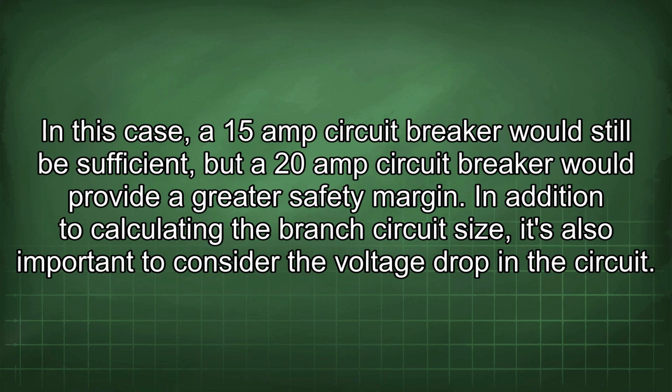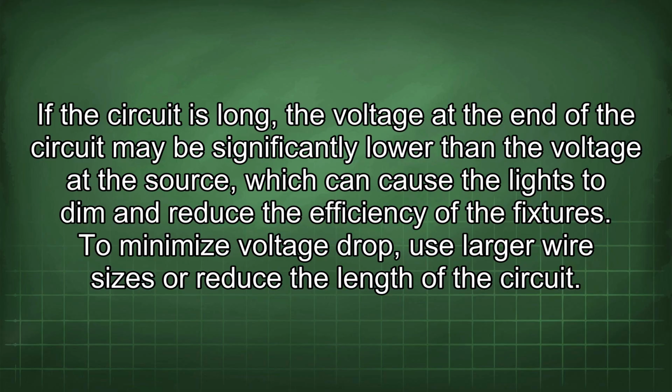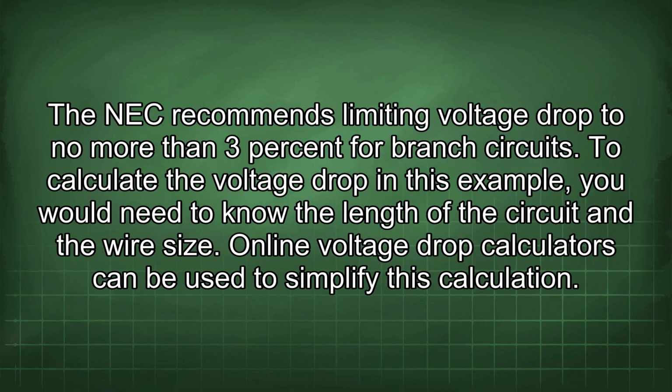In addition to calculating the branch circuit size, it's also important to consider the voltage drop in the circuit. If the circuit is long, the voltage at the end of the circuit may be significantly lower than the voltage at the source, which can cause the lights to dim and reduce the efficiency of the fixtures. To minimize voltage drop, use larger wire sizes or reduce the length of the circuit. The NEC recommends limiting voltage drop to no more than 3% for branch circuits. To calculate the voltage drop in this example, you would need to know the length of the circuit and the wire size. Online voltage drop calculators can be used to simplify this calculation.